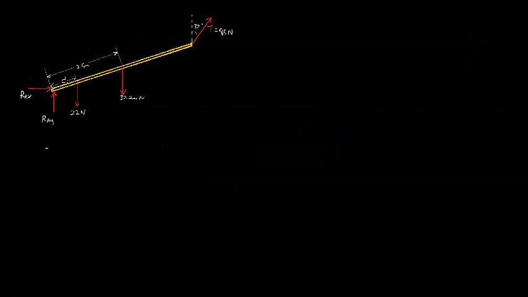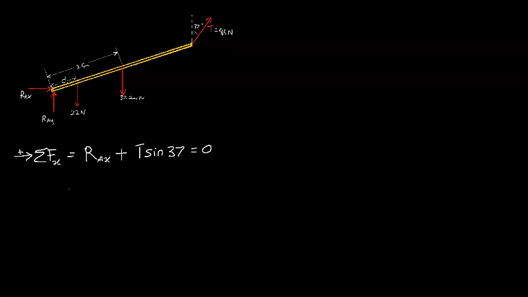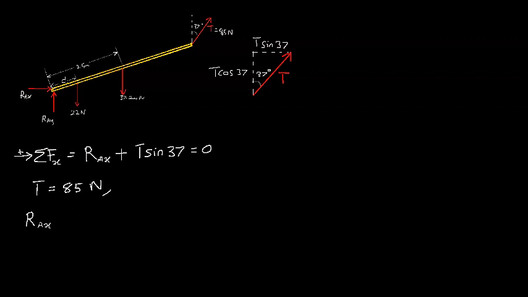The sum of our horizontal forces, taking the right as the positive direction, is RAX, which is the horizontal reaction force, plus T sin 37, which is the horizontal component of the tension. Our horizontal component of tension here is T sin 37 and not cos 37, because in this case, 37 degrees is the angle of inclination of the tension to the vertical, as opposed to the horizontal, which we're used to. The tension is equal to 85 Newton, so we can write that RAX plus 85 sin 37 equals 0. And we obtain RAX to be minus 51.15 Newton.